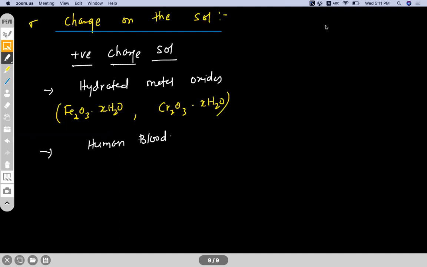Coagulation is nothing but aggregation, flocculation, right? When the small particles combine, the size will increase, gravitational attraction will be more, and the particles settle down. It loses the colloidal property, right? So coagulation you can achieve when you destroy the charge on the sol. Because like I said, the colloidal sols are stable because of repulsion. Once you destroy the charge, there will be no repulsion, so the particles will settle down and lose the colloidal property. Got it, guys?